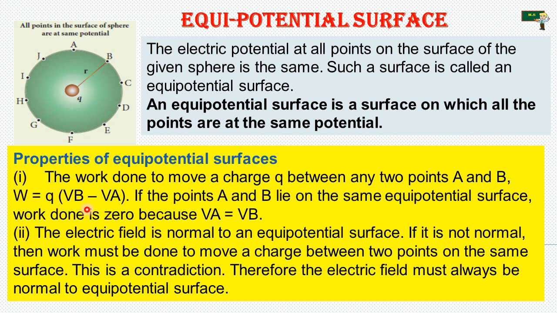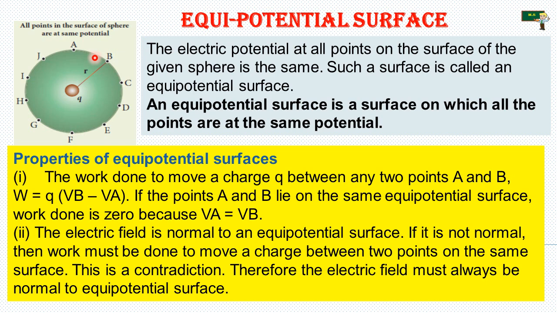If the points A and B lie on the same equipotential surface, that means, you can see here, A and B lie on the same equipotential surface, the work done is 0 because VA equals VB.